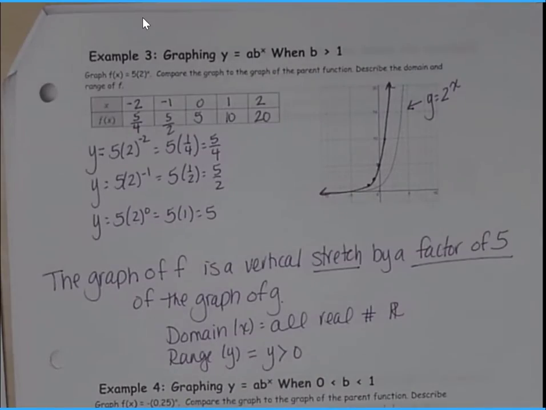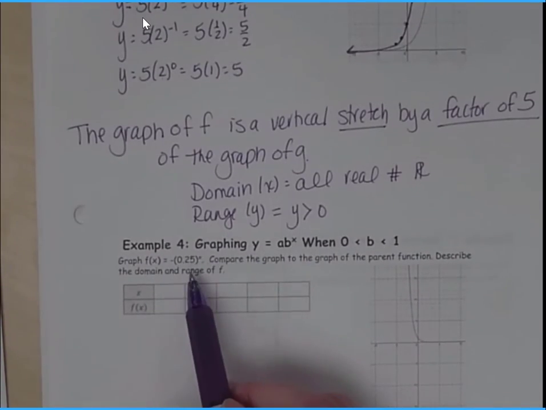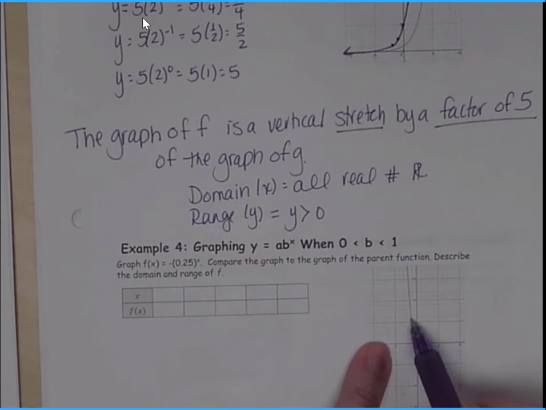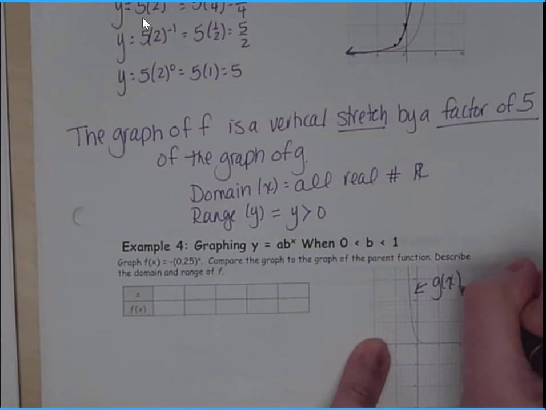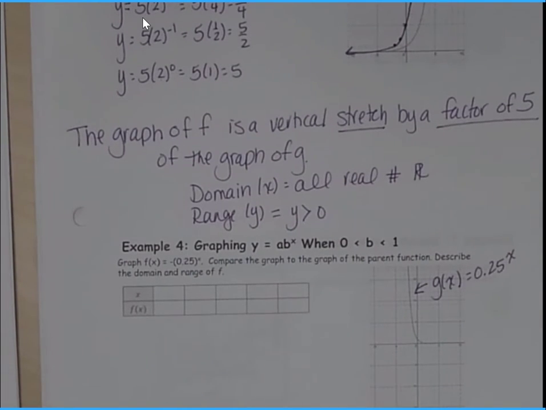So let's take a look when I've got a fraction. Now here we've got 25 hundredths, which is the same as 1/4. So this is our parent function. So this is g of x equals 25 hundredths to the x.